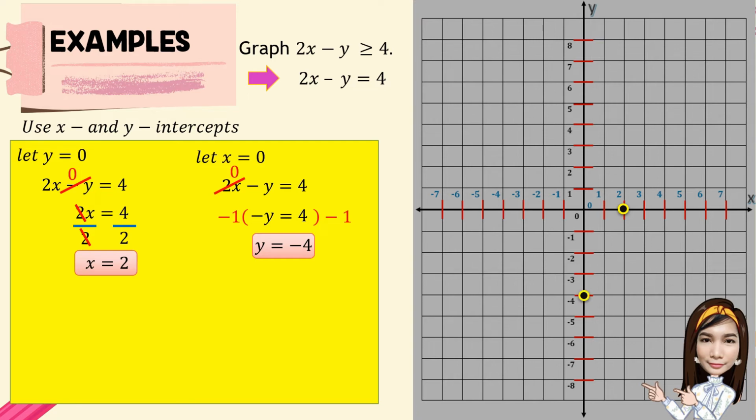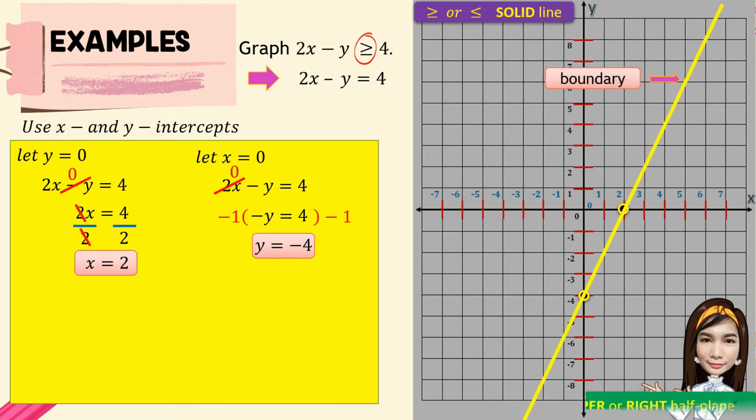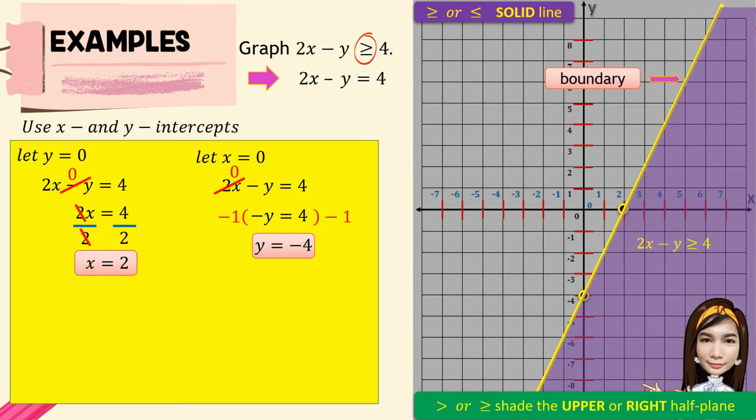Now for the boundary line, if the given symbol is greater than or equal, we are going to use a solid line as the boundary. Then for the shaded region, if the symbol is greater than or equal, we are going to shade the upper or the right half plane. And that is the graph of 2x - y ≥ 4, which is a half plane. Now to check or verify if your answer is correct, we are going to pick a test point on the shaded region. So I'm going to use (5, 2) as the test point.